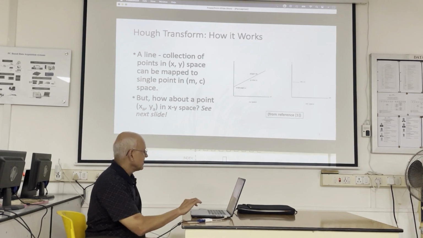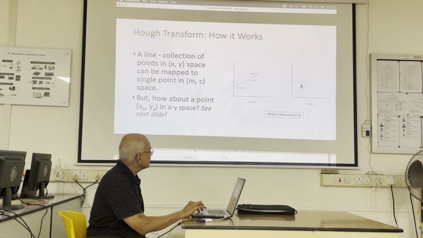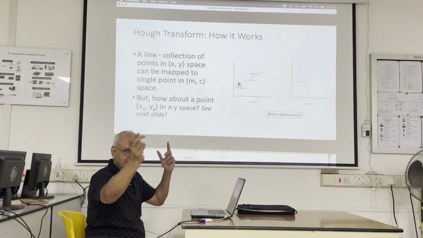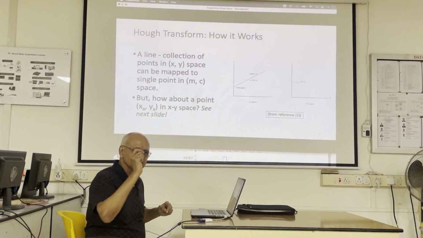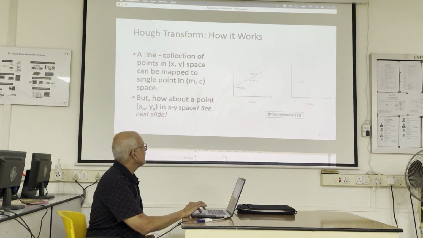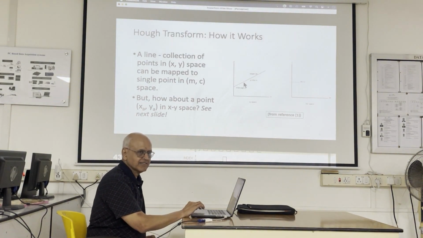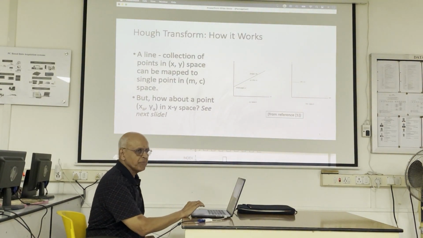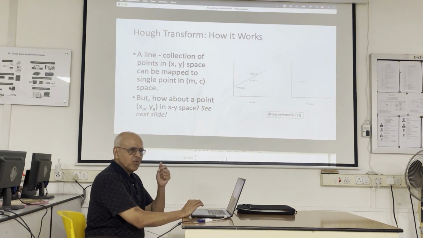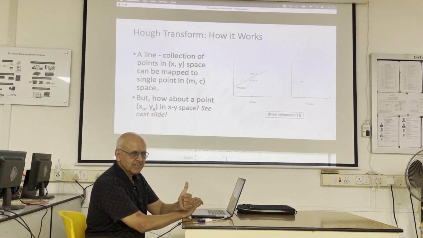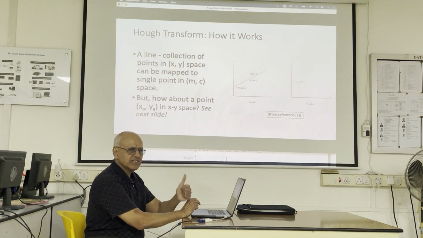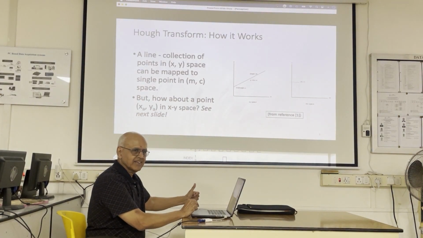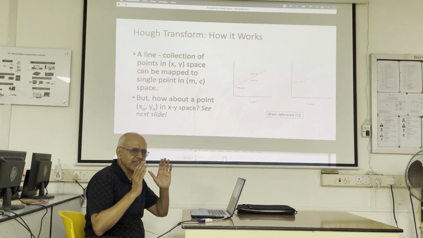But don't you think the most votes are going to be collected by the m and c which is part of a line structure? All the others will say, I'm on that line, this line, this line. But the ones that consistently vote for the same m and c will be the ones on all the straight lines. They will get the highest votes. So when you do a Hough transform, you can pick which m and c got the highest vote. That's my strongest line. Which m and c got the next vote? That's my second strongest line.